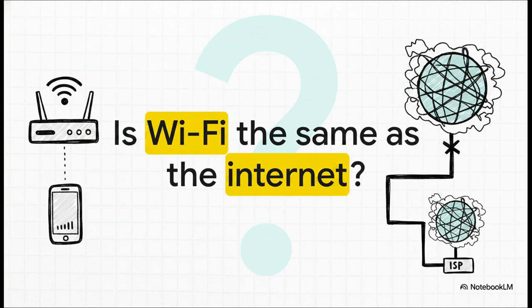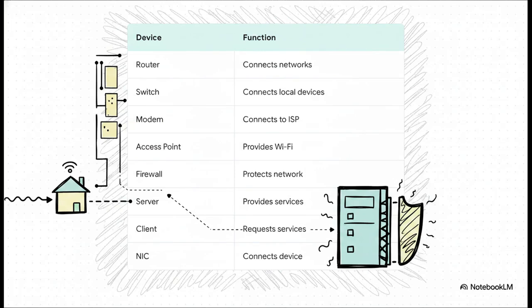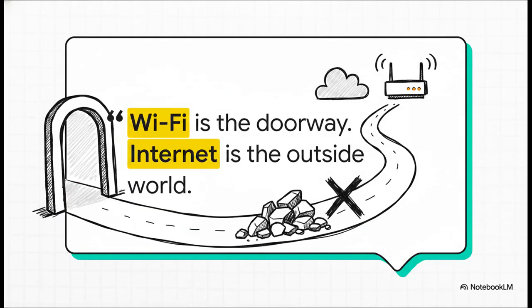So to really bring all of this together, we can basically map out the specific job of every single device we've talked about today. From the switch managing your internal office hallway, to the firewall guarding the gate, to the server holding the data, and the modem bringing the outside world right to your door. This really pulls the whole invisible infrastructure right into focus. And that actually brings us to our final thought.